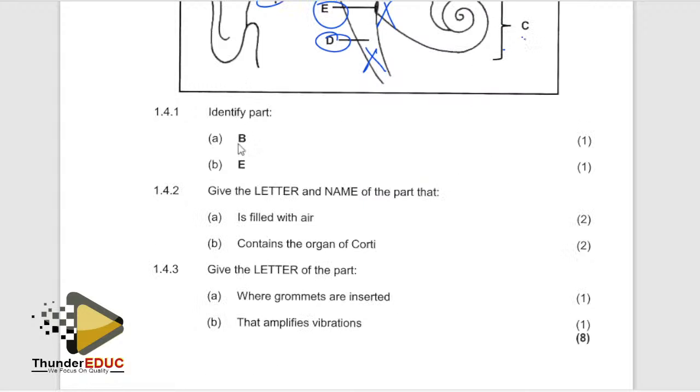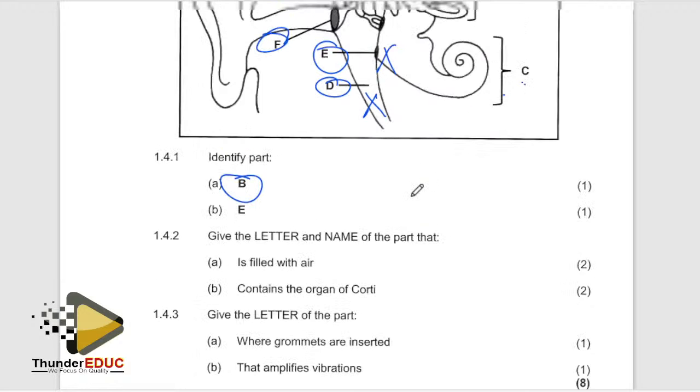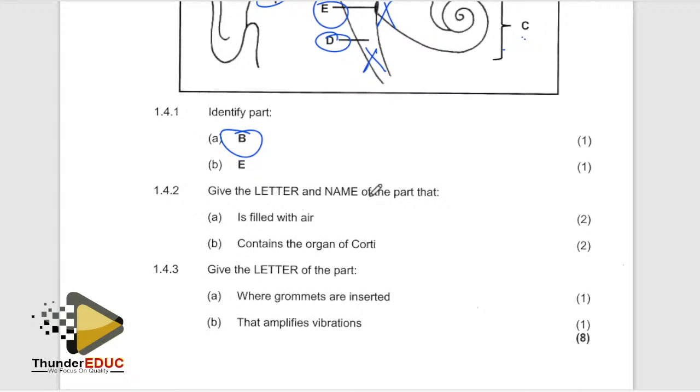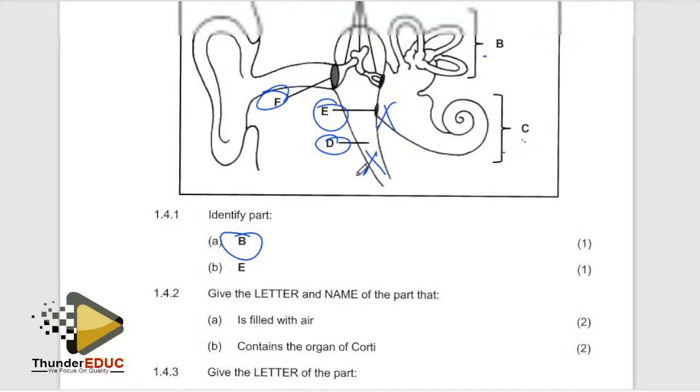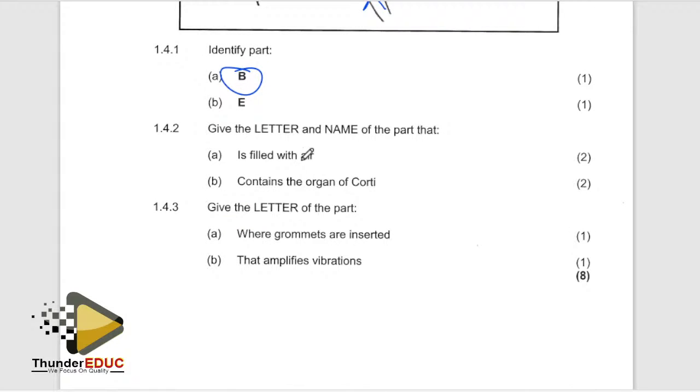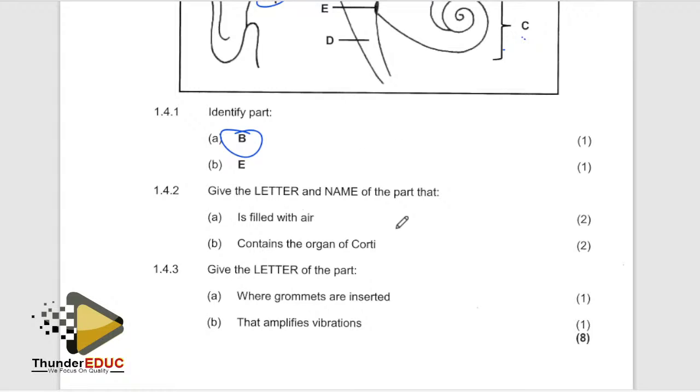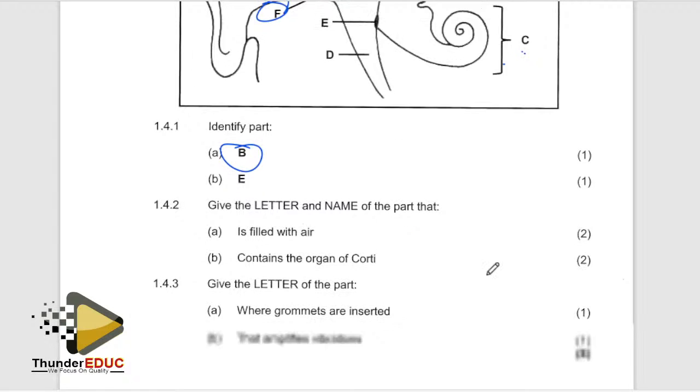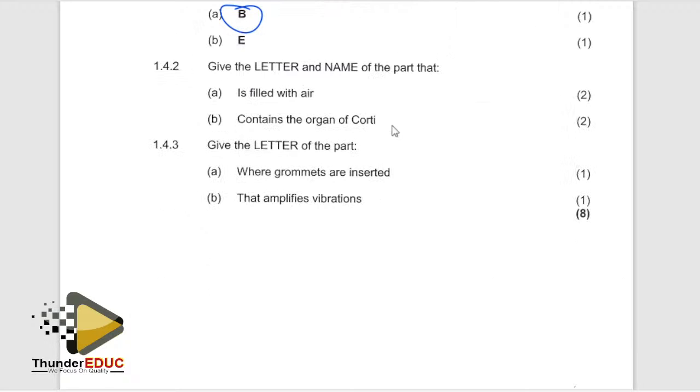Okay, identify what is B. B, we say that it is the semicircular canal. What is E? E, we say that it is the round window. Give the letter and the name of the part filled with air, that is the middle ear. Then contain organ of Corti, it is C, which is the cochlea. So I think we got it.